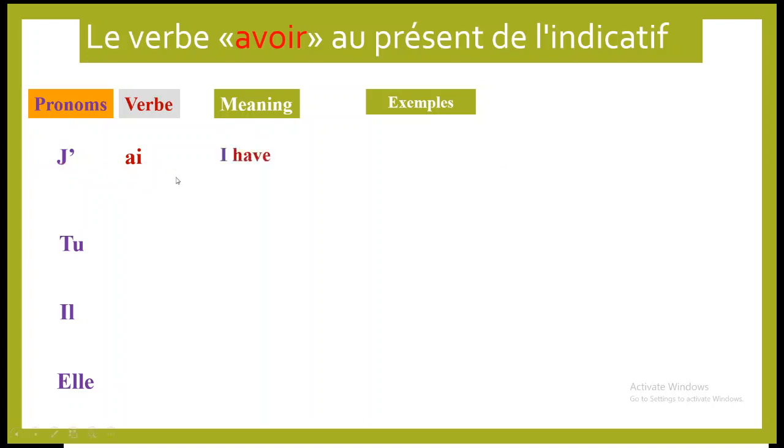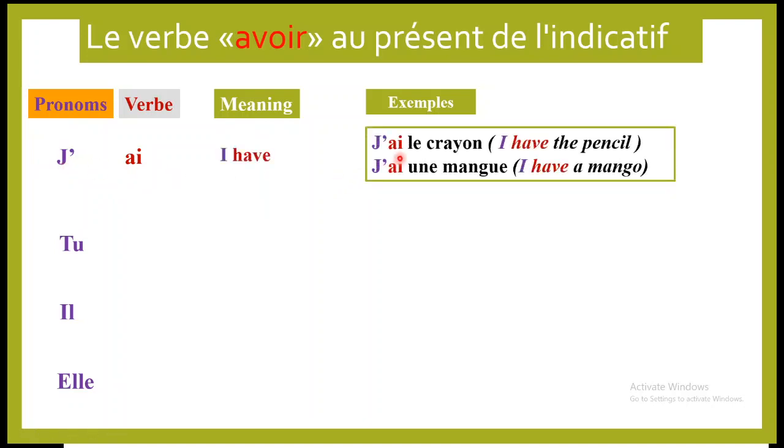I have. Exemple. J'ai le crayon. I have the pencil. J'ai une mangue. I have a mango.